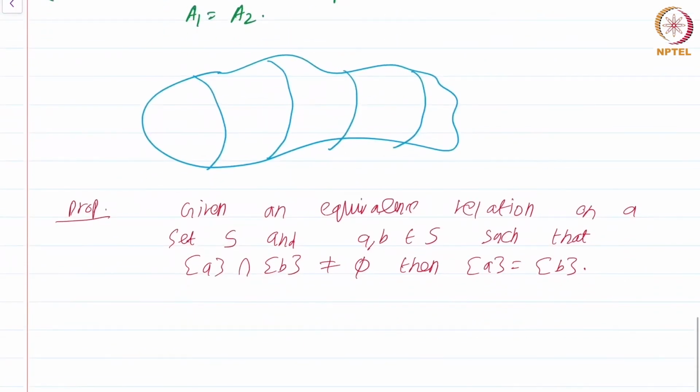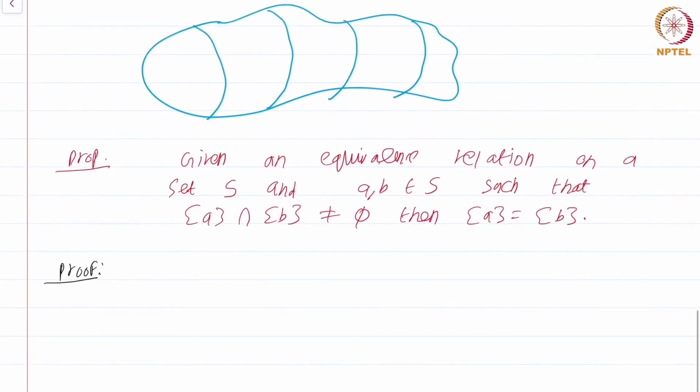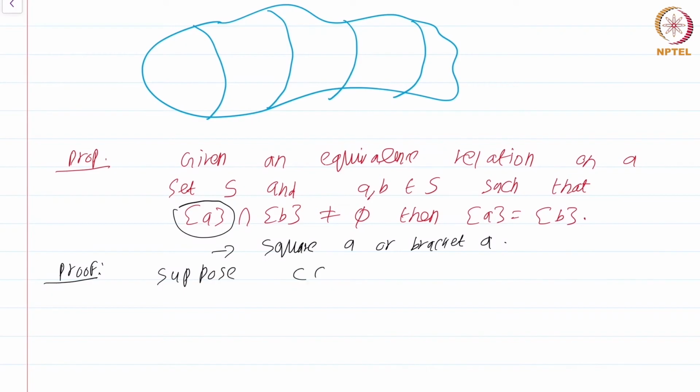So let's see a proof of this. What we do is we have to show that every element of square A is there in square B and every element of square B is there in square A. I'll just read this as square A or bracket A. Okay. So suppose C is an element of the equivalence class of A.